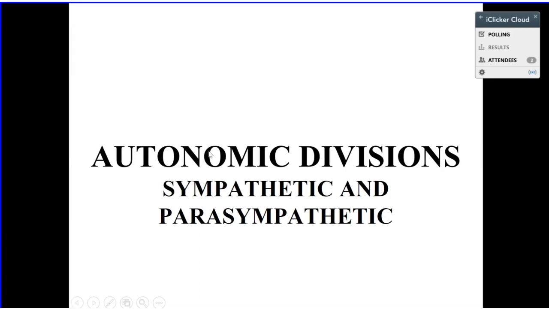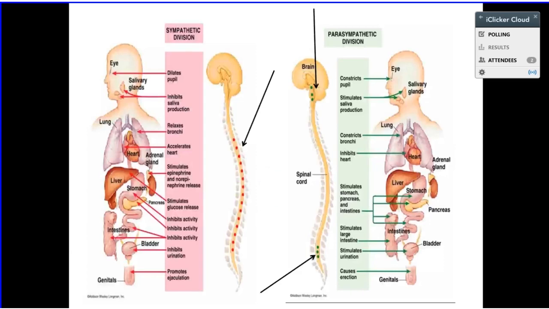Okay, our two divisions are sympathetic and parasympathetic. These divisions are going to leave the brain and spinal cord, and they're going to innervate structures and organs throughout the body. Organs that get innervated by both systems, what is that fancy term? Everyone agree? Did everyone hear that? Say it loud. What do y'all think? Yes, okay.